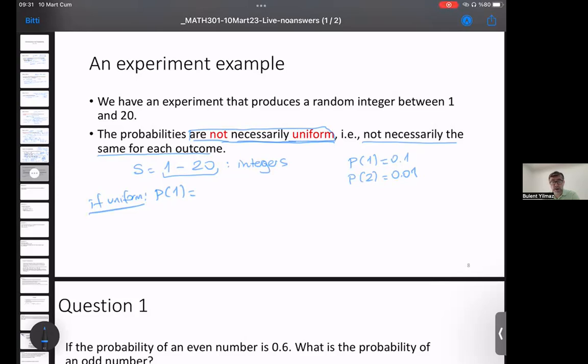So Izzet says 5%. So it will be 1 out of 20 possible outcomes, right? It will be 0.05, or 5%. Is that clear, guys? If I ask you, you can turn on your mic or type in the chat, if you are not comfortable with your mic. If it is uniform, then it should be 1/20. But in this problem, we might have different probabilities for different possible outcomes.